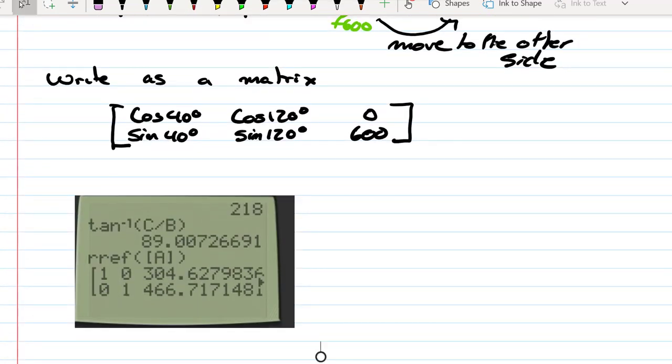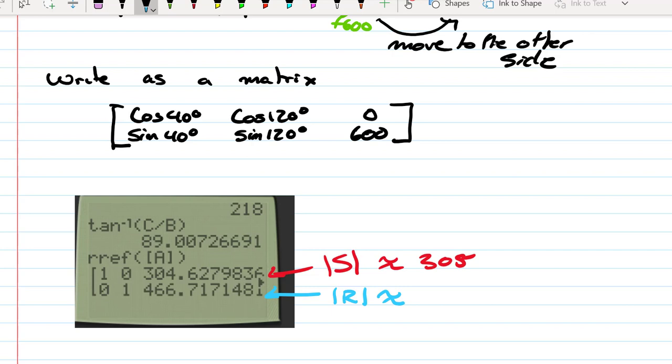So this is going to be our magnitude of S, and this is going to be our magnitude of R. So S would be about 305, and R would be about 467. And that would be our solutions to that equation.